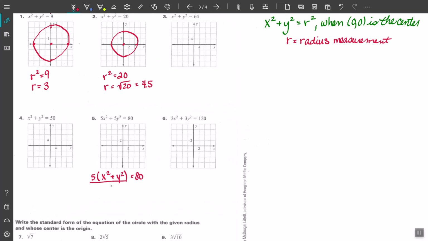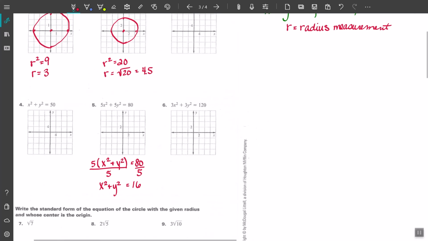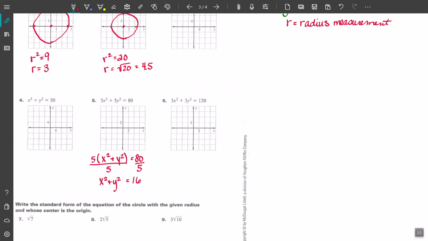And then to get the x squared plus y squared by itself, I'm going to divide by 5 on both sides. And now I have it in standard form. So if it's not already in standard form, you've got to put it in standard form before you can start graphing. And then from here we can see that our r squared has a value of 16, and then obviously from there our r is going to be the positive 4.